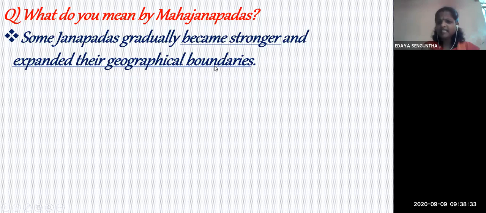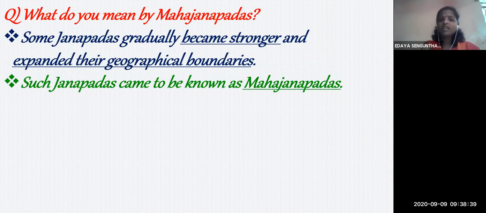Geographical boundaries you can understand, na? In a map we see that outline. Yeah, very good. Next. Such Janapadas came to be known as Mahajanapadas. As they became stronger and expanded their geographical boundaries, they came to be known as Mahajanapadas. From Janapada, they turned to Mahajanapadas.